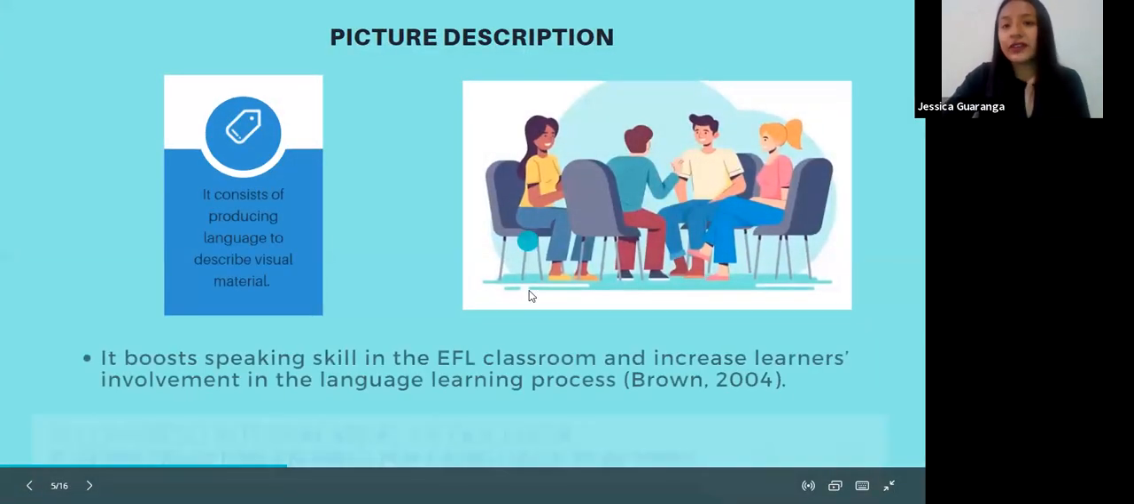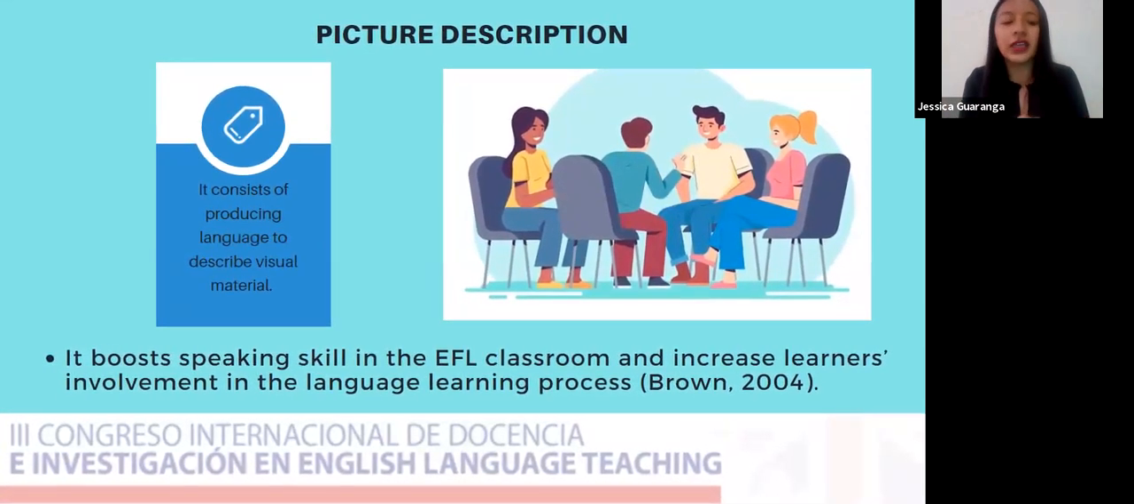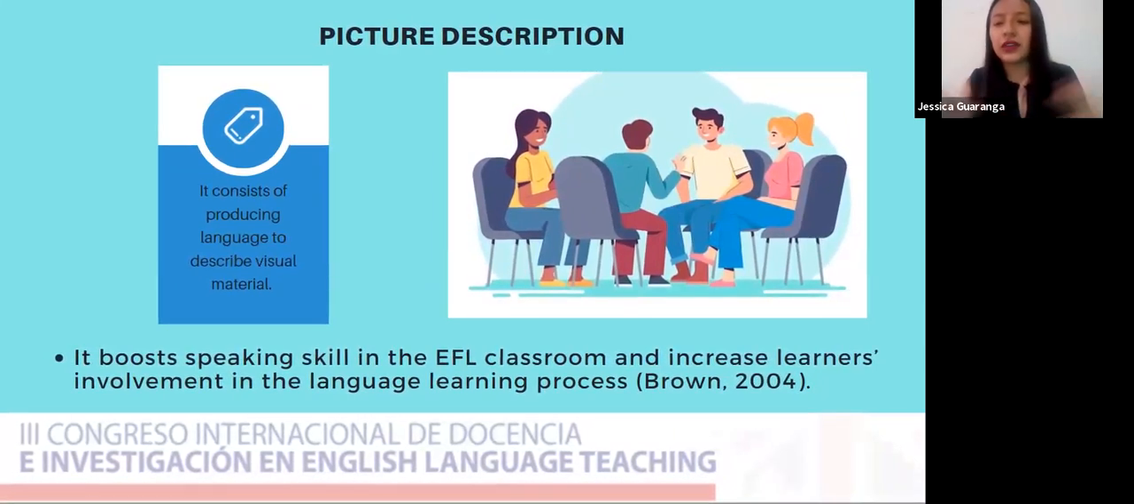Now, the second one, as you can see, is picture description. This is another communicative activity that you can carry out in the EFL classes in order to boost speaking skill. Nevertheless, it is important to consider the goals of your class. So if you want to encourage our learners to use the language orally, those activities are great.